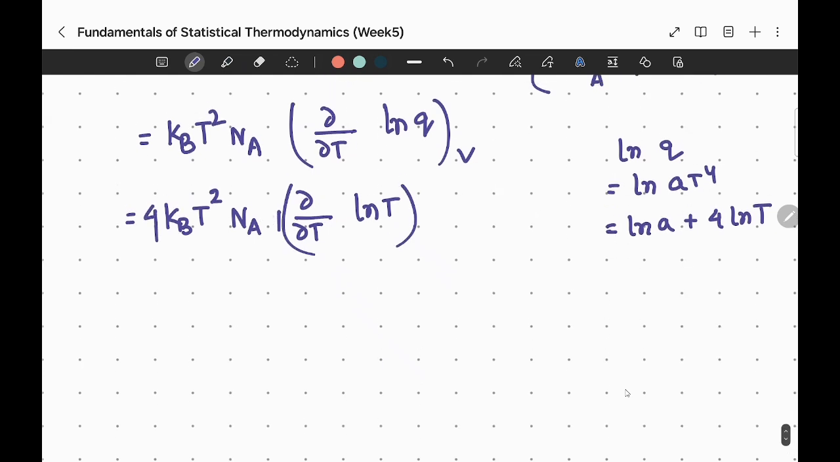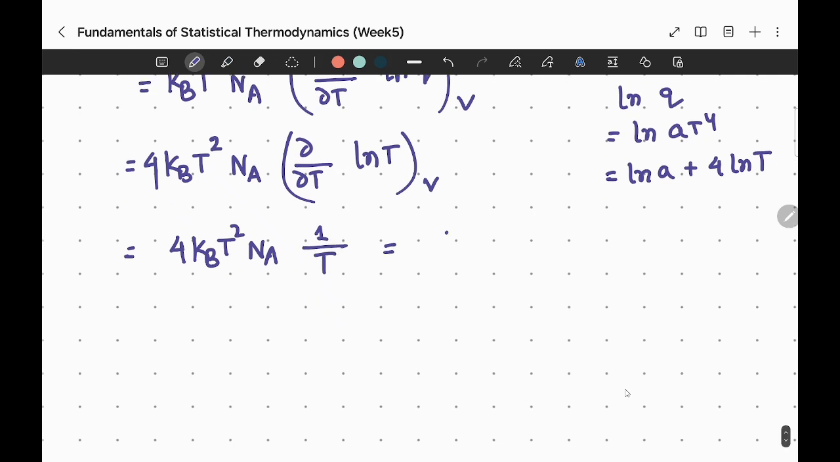This is at constant volume. So what would it be? kBT squared, N_A, it is 1 by T. So it should be 4 N_A k_B T only. Okay. So 4 N_A k_B T, or you can write it 4 RT.